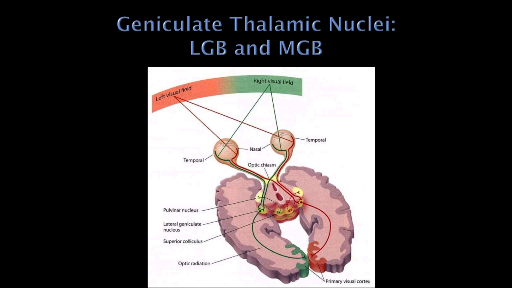Now this drawing also nicely shows here the superior colliculus. So remember, superior colliculus, this is not visual acuity. This has more to do with tracking eye movements. And so this just shows here the connection between the superior colliculus and the pulvinar. So remember, the pulvinar then is involved in that ability to track and to localize objects in space.